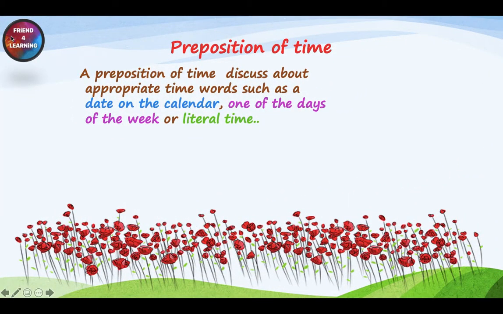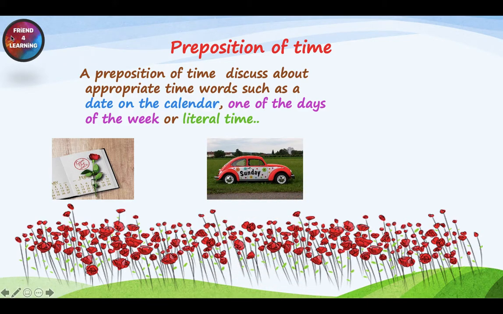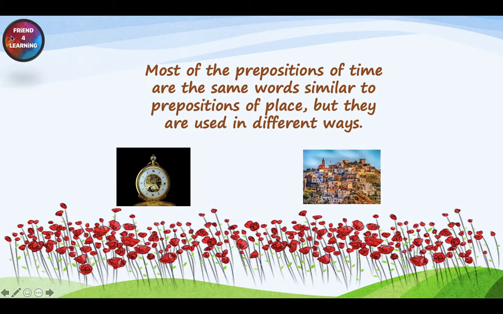Prepositions of time discuss appropriate time words such as a date on the calendar, one of the days of the week, or literal time. Most of the prepositions of time are the same words as the prepositions of place, but they are used in different ways.